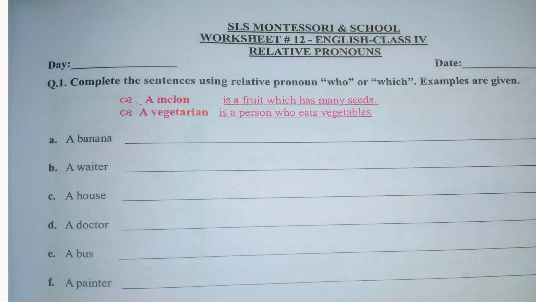Part D. A doctor. A doctor is a person who saves lives. A doctor is a person who treats the sick. A bus. A bus is a vehicle which carries people from one place to the other. A bus is a vehicle which is big in size. A painter. A painter is a person who paints pictures. A painter is a person who paints houses and buildings.